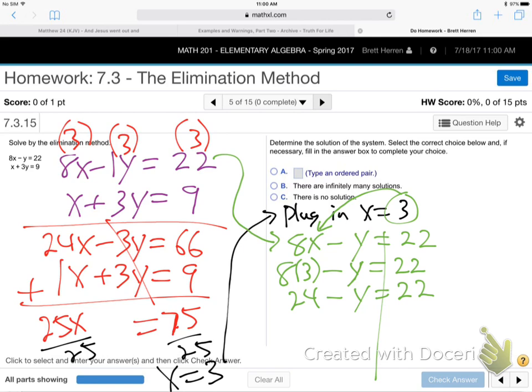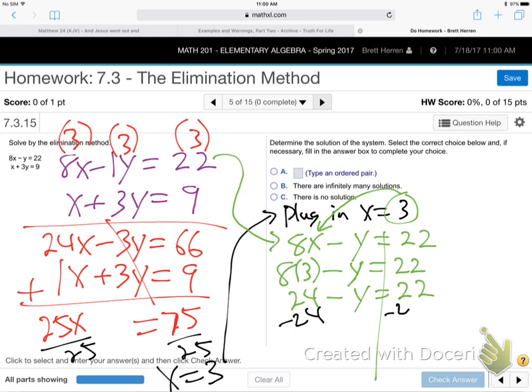Can you just solve by observation? You know what I mean? You just look at it. 24 minus what is 22? 2. Y's got to be 2. If you can see that, just stop. Y is 2. But you can go through the formalities. I know it's probably not what you normally do is try to stop and guess, but save you some time. But I'll go through the formalities.